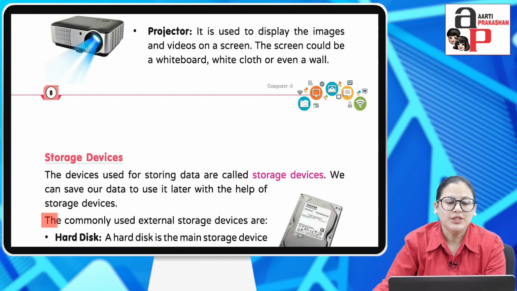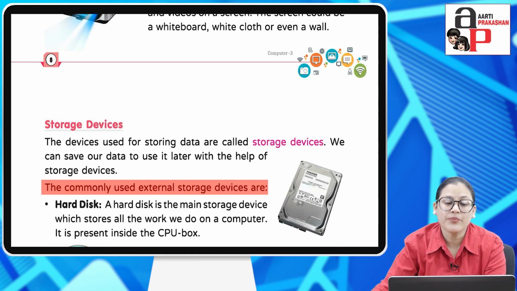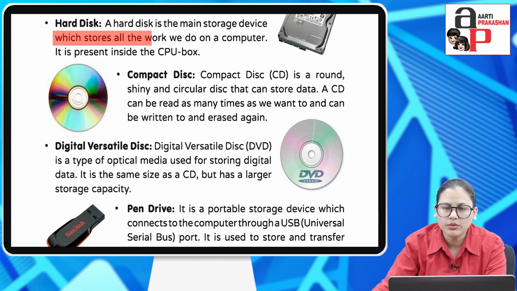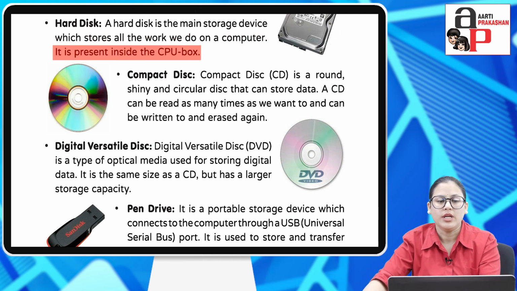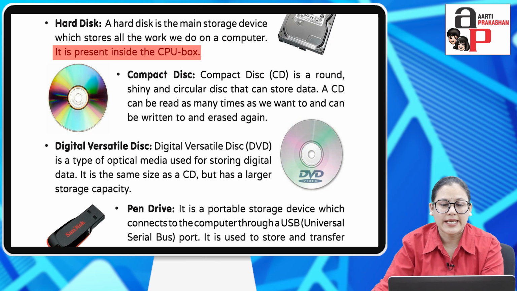The commonly used external storage devices are, first, the hard disk. A hard disk is the main storage device which stores all the work we do on a computer. It is present inside the CPU box. So the hard disk is also known as the main storage device and it is present inside the CPU box. Next is the compact disk.